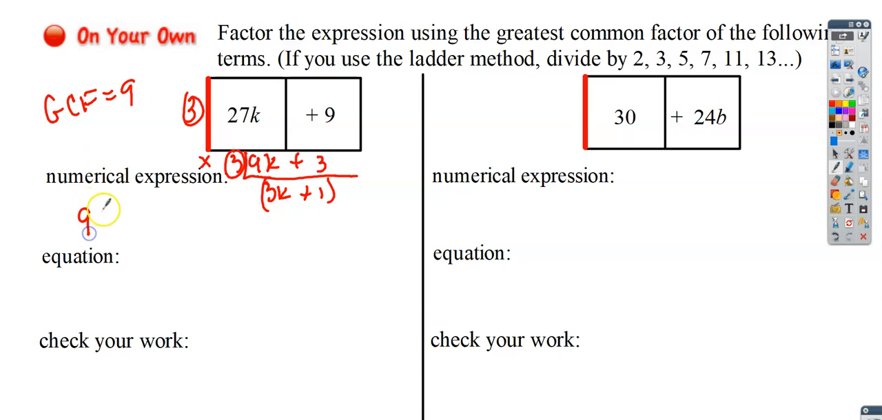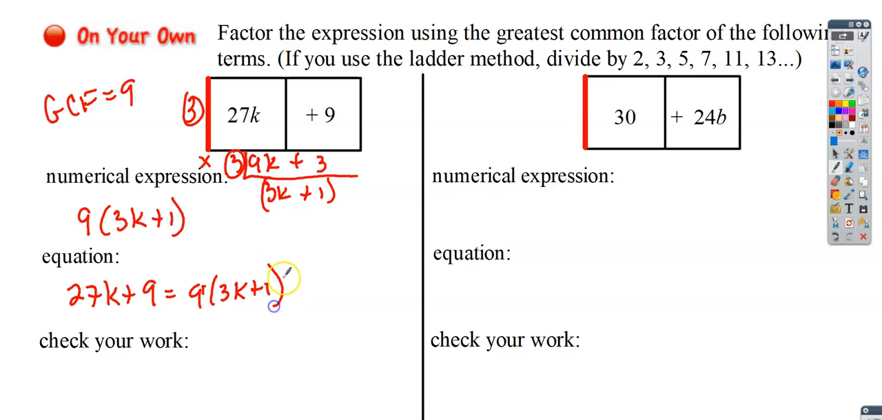My expression is 9 times 3k plus 1. My equation is back to the whole area. It's equivalent to 9 times 3k plus 1. When I distribute the right-hand side, I get 9 times 3k plus 9 times 1. I group those together, and I get 27 of those k's plus 9. It works. And the last one, let's start by dividing by 2 because they're both even.